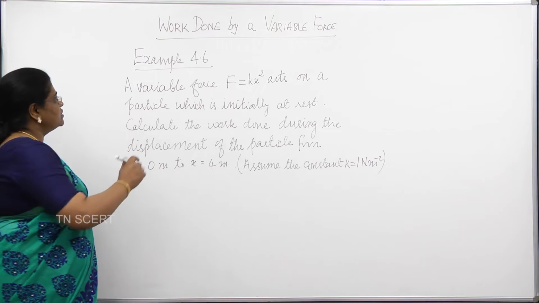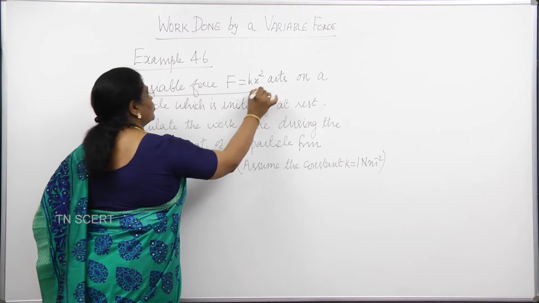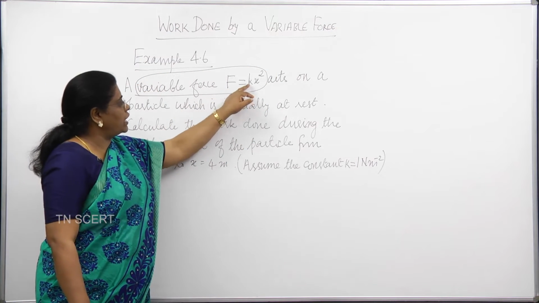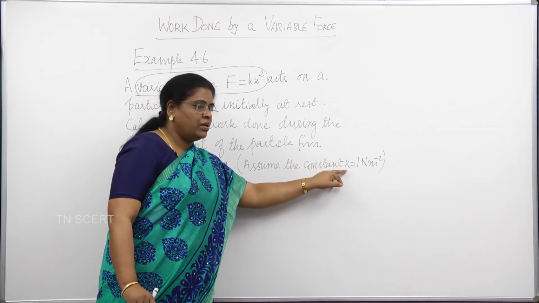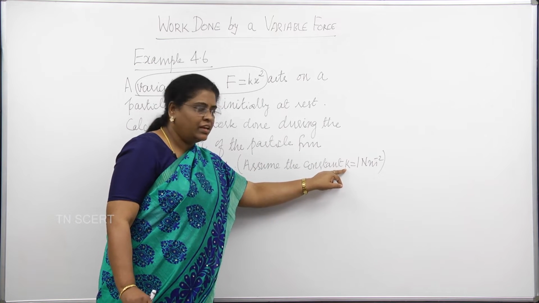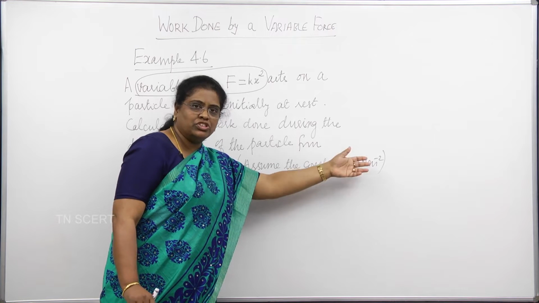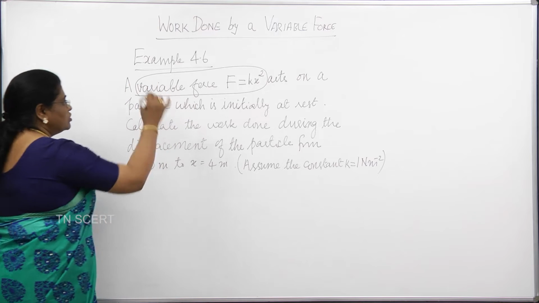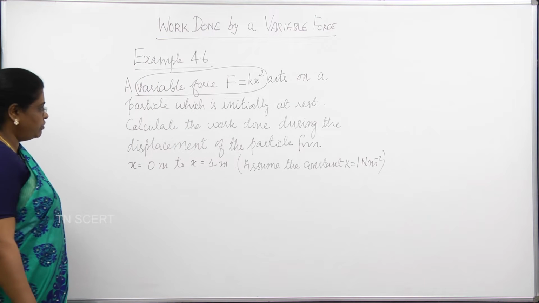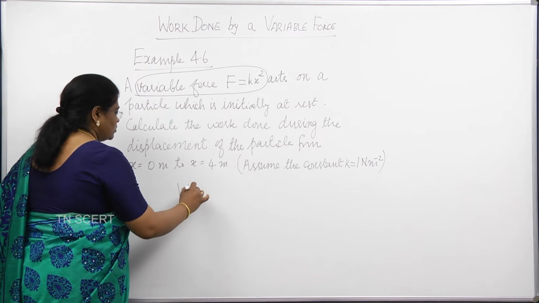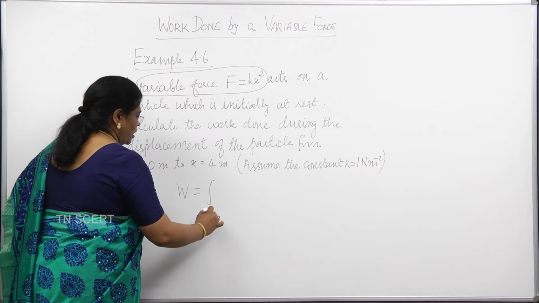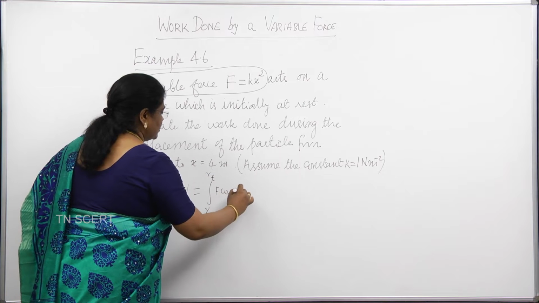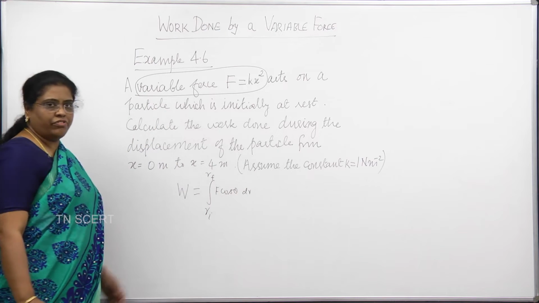If you see this, it says variable force kx squared, and the problem also says k is a constant and the value is just 1 Newton per meter squared. Therefore, this has to do with the work done by the variable force. Let us write the formula. It is the integral from r initial to r final of F cos theta dr. This is the formula.